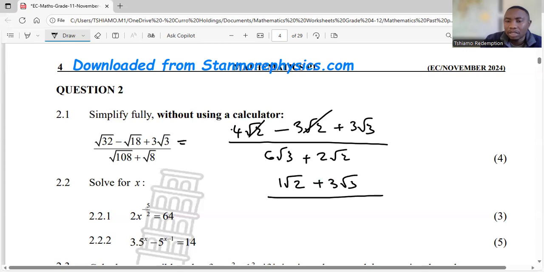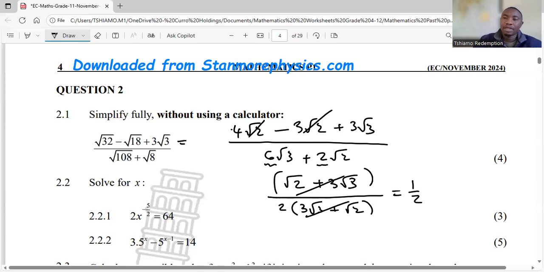Over here, I will take out a common factor. What will be my common factor? Common factor between 6 and 2 will be 2. So I'll be left with 3 root 3 plus root 2, so that one goes away. Now look at these two brackets. They're the same. The order doesn't matter because they are both positive. So this and this are going to cancel. I'm left with 1 over 2. So that will be your answer. So you just take it step by step and look for like terms that you can add or subtract there.